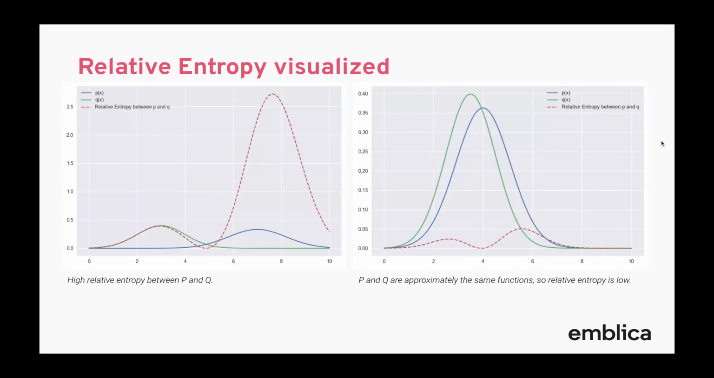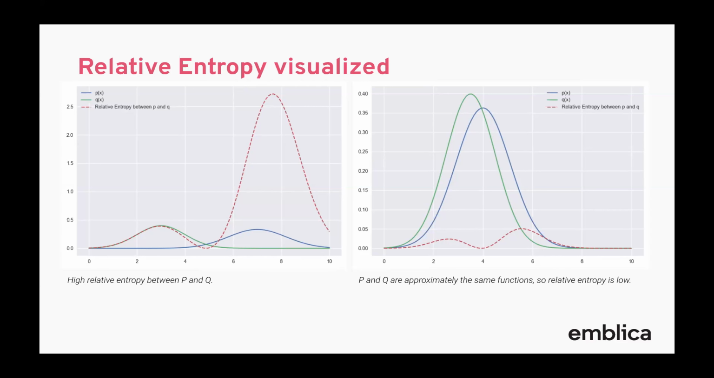And first of all, to understand what cross entropy is, we have this simple visualization here where we have two functions. We have the function p and the function q. And in the picture on the left, these two functions are very different from each other. So the green function is on the left side and the blue function is on the right side. And there's this metric called relative entropy that measures the difference between these two functions. And the relative entropy is quite high here. It peaks at 2.5.